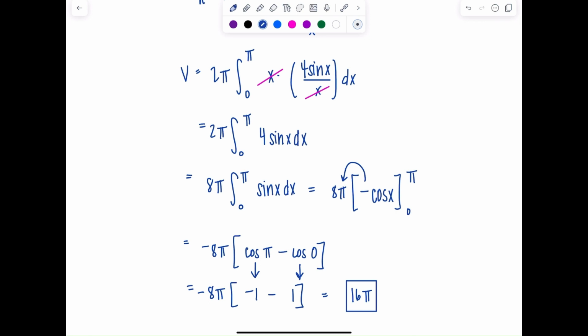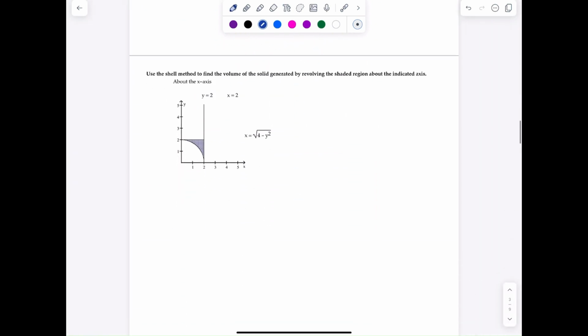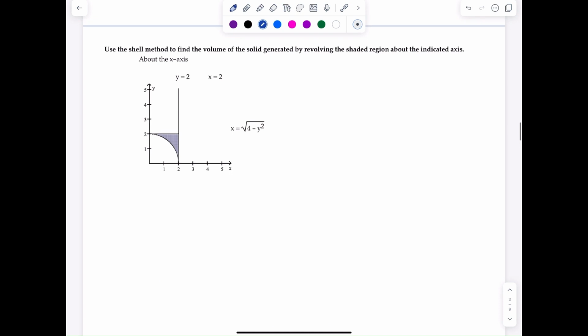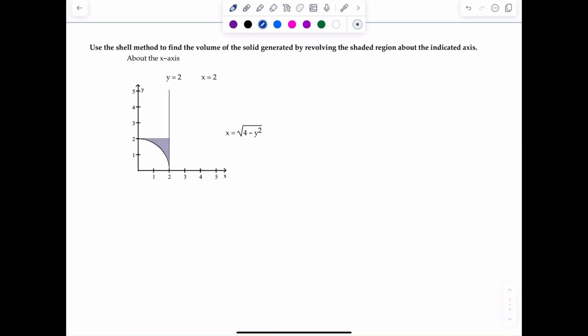All right, so that was a good warm-up example. Let's turn the heat up, move on to something else. Use the shell method again to find the volume of the solid generated by revolving the shaded region about, in this case, the x-axis. Oh, how fabulous.